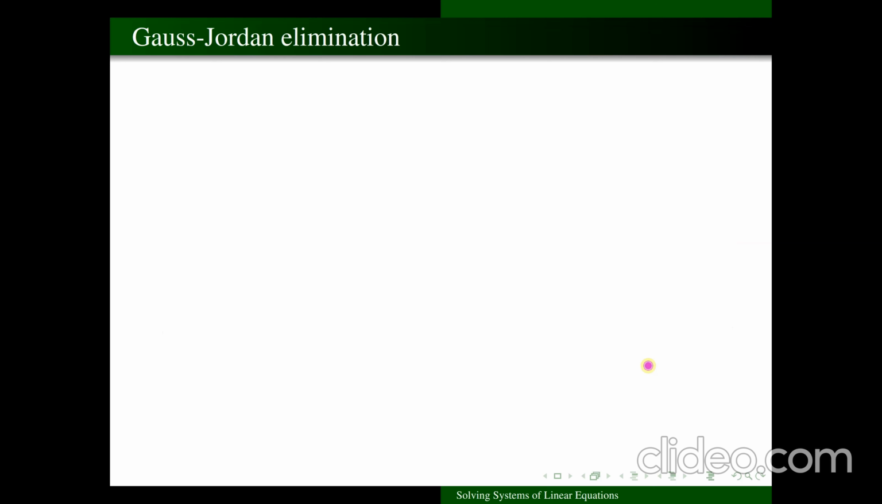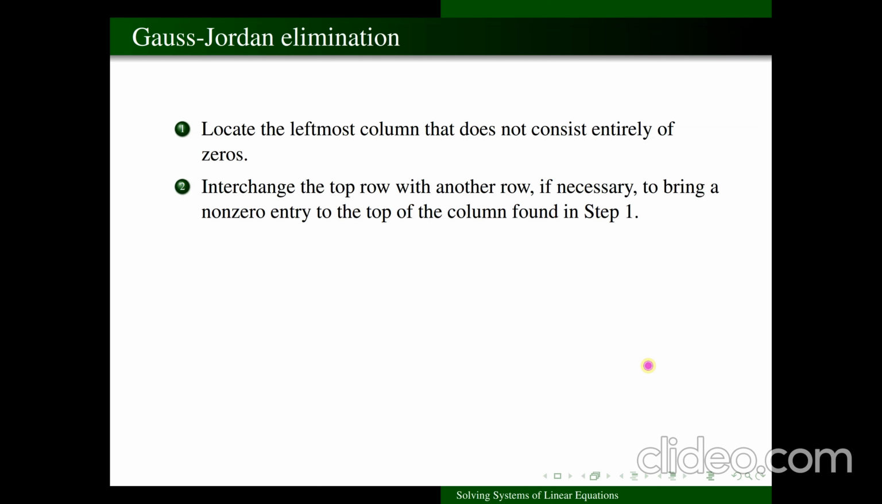The process of applying successive elementary row operations to bring a matrix to a matrix in row echelon form or reduced row echelon form is called the Gauss-Jordan elimination process. This process can be described as follows. First, locate the leftmost column that does not consist entirely of zeros. If necessary, interchange the top row with another row to bring a non-zero entry to the top of the column found in step 1.